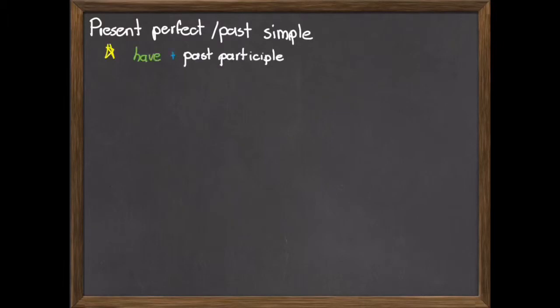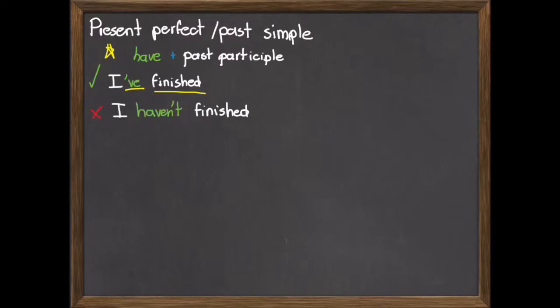We can use the present perfect with have and a past participle verb. For example, in an affirmative sentence, we can use it like I've finished. I've, or the 've part, is a contraction of the verb to have, and finished is the verb to finish in past simple. Now, a negative sentence could be I haven't finished.